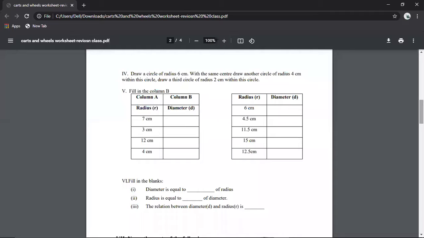Complete the table. Radius is given. You are supposed to find the diameter. Diameter is 2 times radius. Radius is equal to 14. Diameter will be double to this, so multiply with 2. Diameter is 28. Very good.